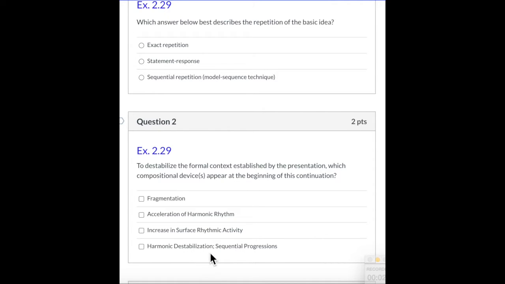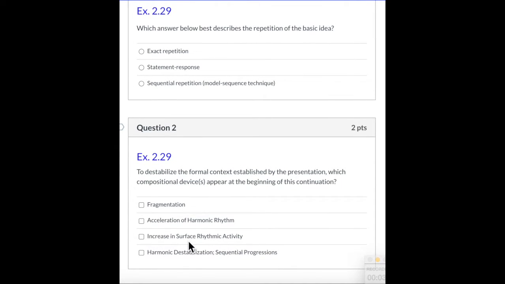Harmonic destabilization; sequential progressions. There is a semicolon there, so harmonic destabilization and sequential progressions. Well, you know what sequential progressions are. Harmonic destabilization meaning that you are going to have colorful chords. There can be secondary dominants, secondary leading tone chords, fully diminished sevenths, all sorts of harmonies that destabilize the prevailing diatonic harmony.